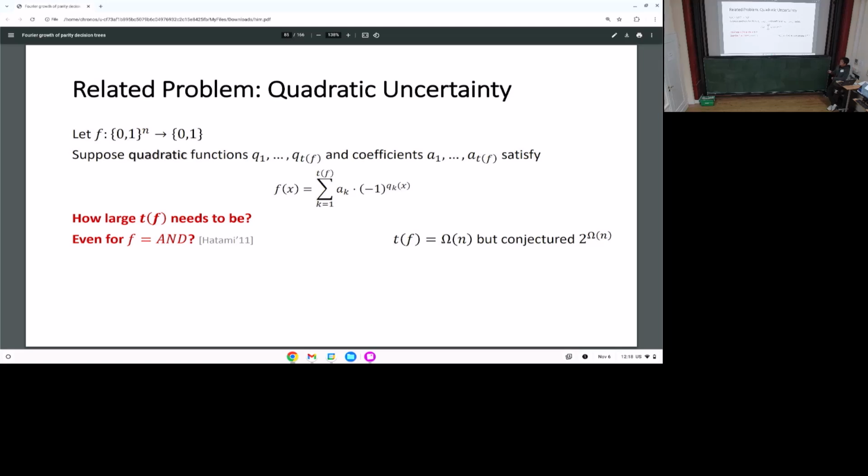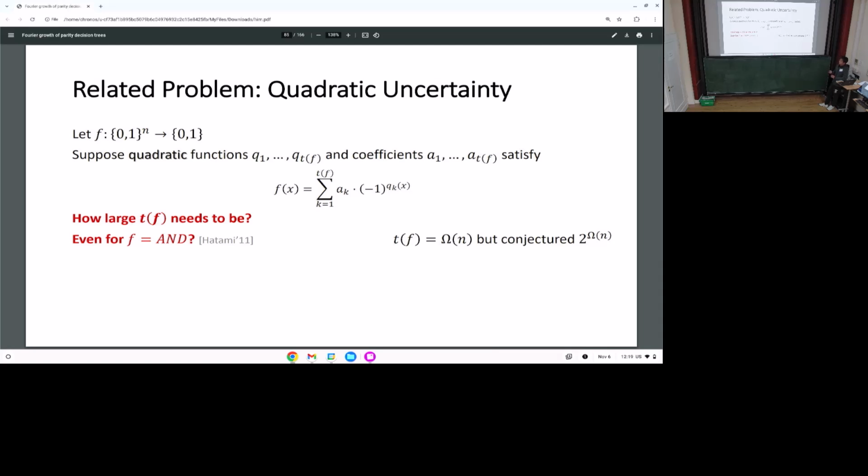This is a conjecture by Haim Tatami, who was here but not here anymore. I'm a bit sad. He asked it like 13 years ago: what is the sparsity of the AND function? He conjectures it should be exponential, just like when you expand it in the Fourier basis, every Fourier coefficient is non-zero. He conjectures that even if you put in quadratic functions, it's going to be an exponential expansion. But unfortunately, we only know a linear lower bound. So this is pretty sad.